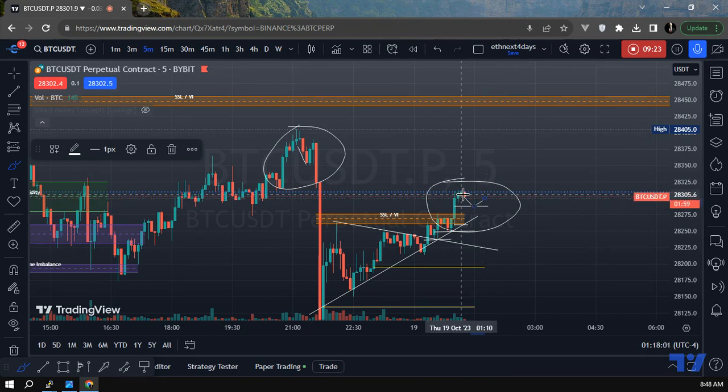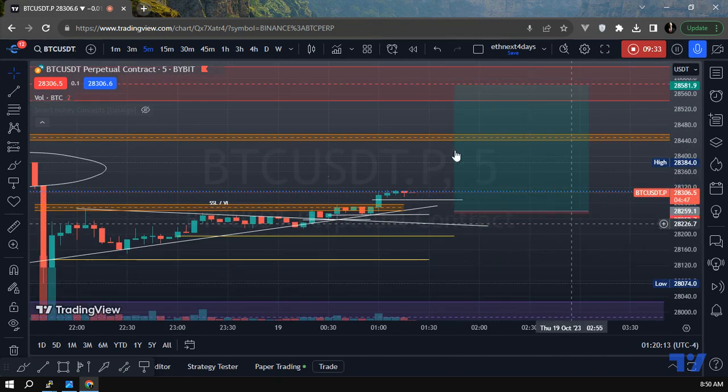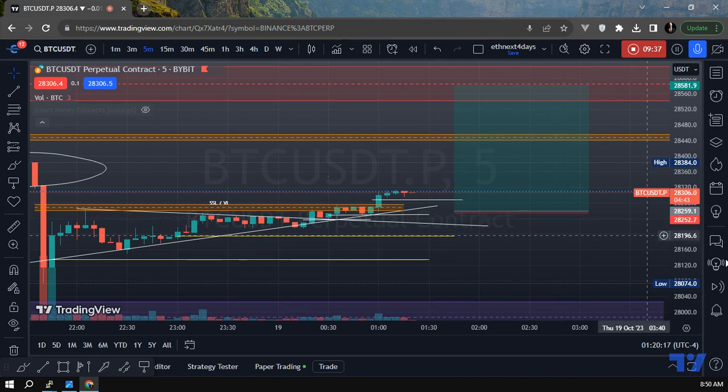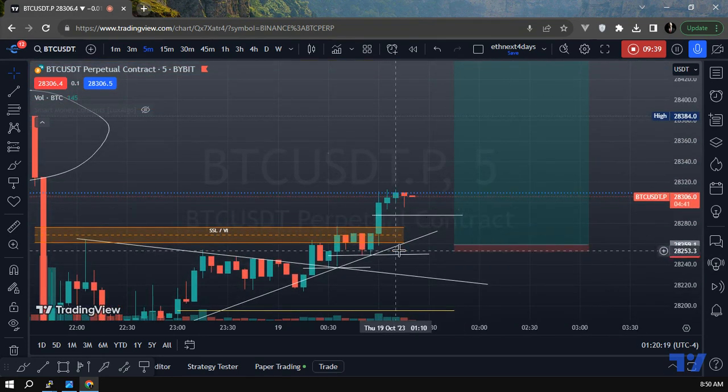If it stops around this area, then I'm probably going to close the long. If it goes higher, then I'll hold the long. So essentially, this is what I'm aiming for, with a very tight stop loss. And if I zoom in, the stop loss would be around here. If we go a little bit higher, I'll probably put the stop loss at the entry.